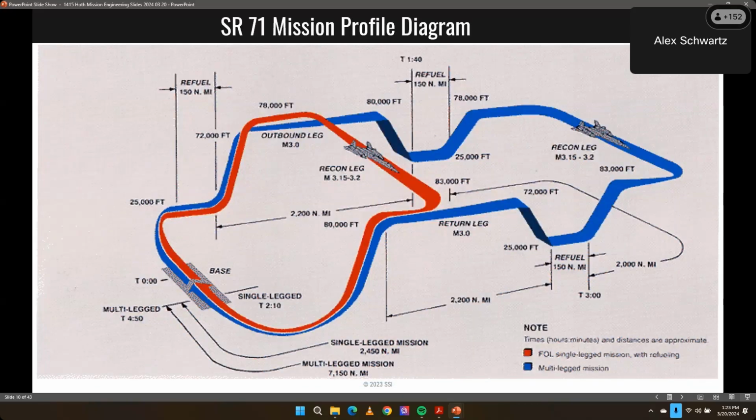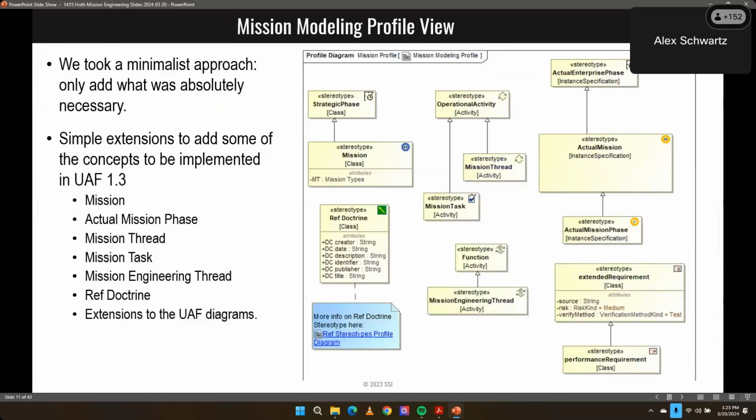Again, this was something that James gave me, and this is actually looking at an SR-71 mission profile diagram. So it's looking, as you see, at the different aspects, what you do and accomplish there. One of the things I'd like to do is actually model this at some point.